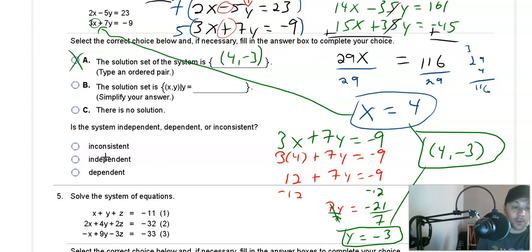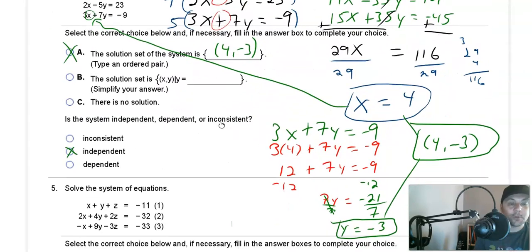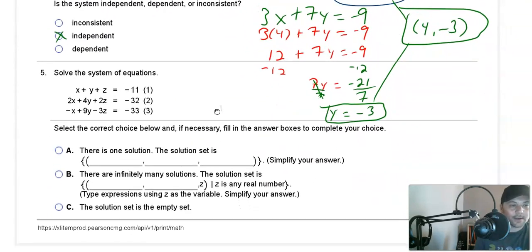You do need to respond to this part, though. Is this inconsistent, independent, or dependent? The answer in this case is independent. So if you get one solution, if you get 2 solutions, if you get 5 solutions, any of those cases, it's independent. It's inconsistent if there's no solution, and it's dependent if there's infinitely many solutions. Right. I don't think, did we have that up here? Okay, we did, but we answered it. Okay, I couldn't remember if I answered that or not.